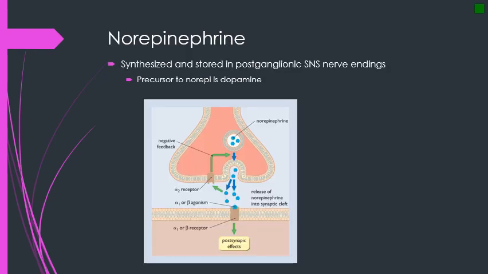So moving on to norepinephrine, you know that it's synthesized and stored in those postganglionic sympathetic nervous system neural endings. I've included a picture here just for your understanding, and you know the precursor to norepinephrine is dopamine. We've gone through all of that. You've had that multiple times, so that should be well understood.